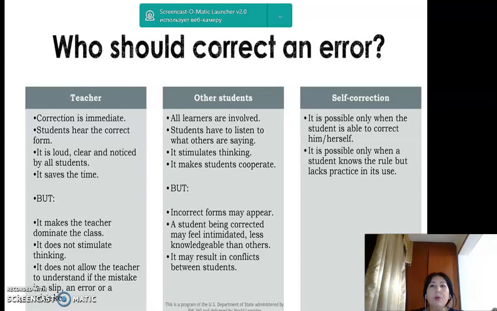Self-correction. It's possible only when the student is able to correct him or herself. It's possible only when a student knows the rule but lacks practice in its use.